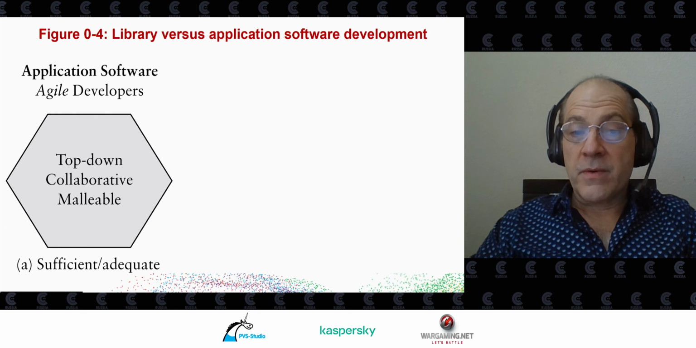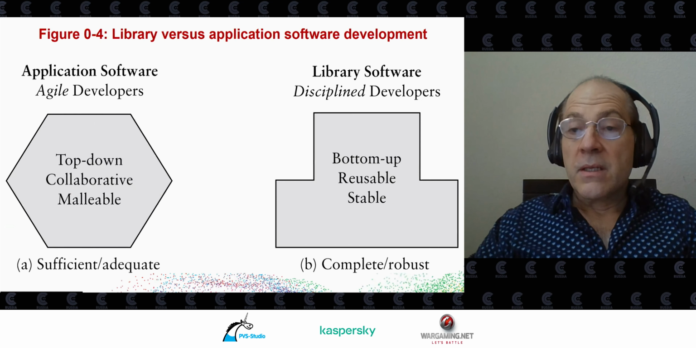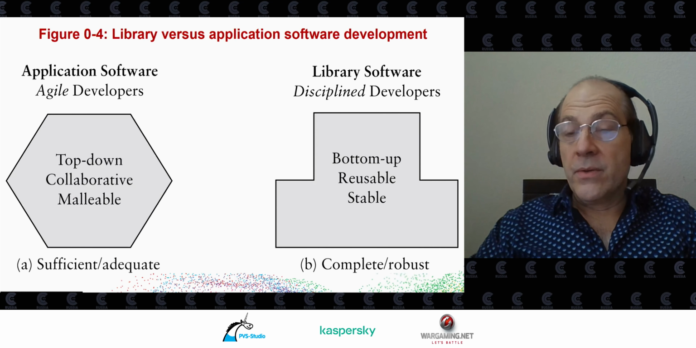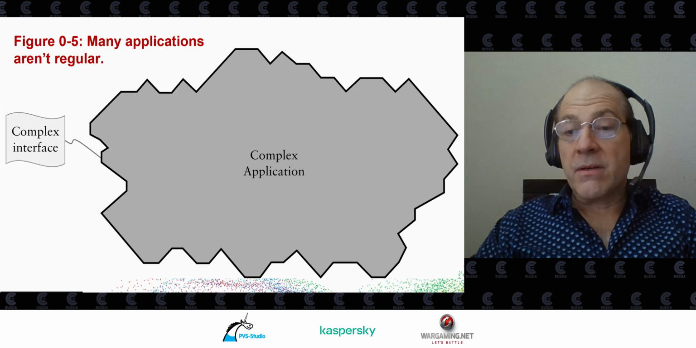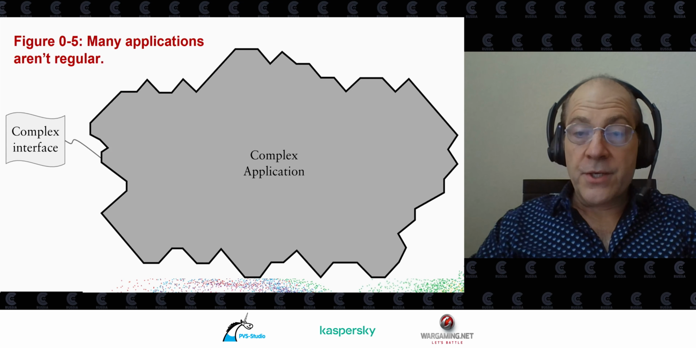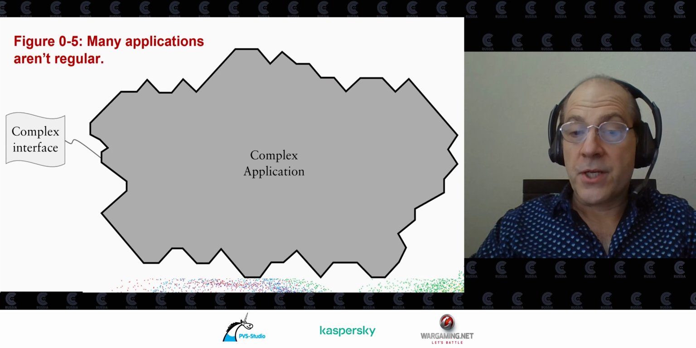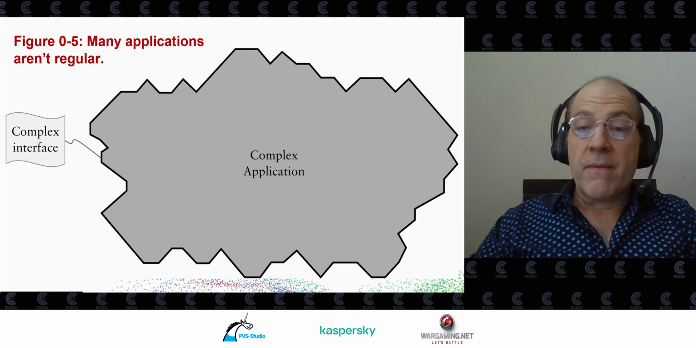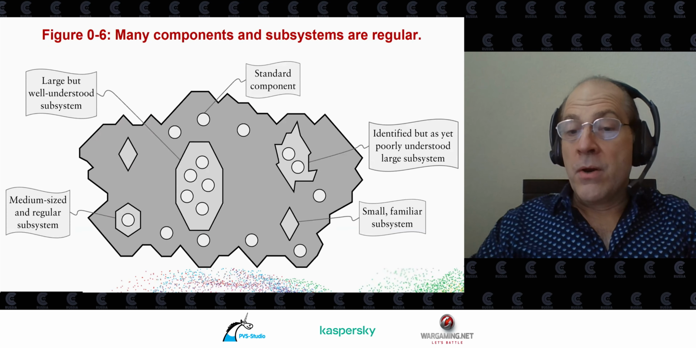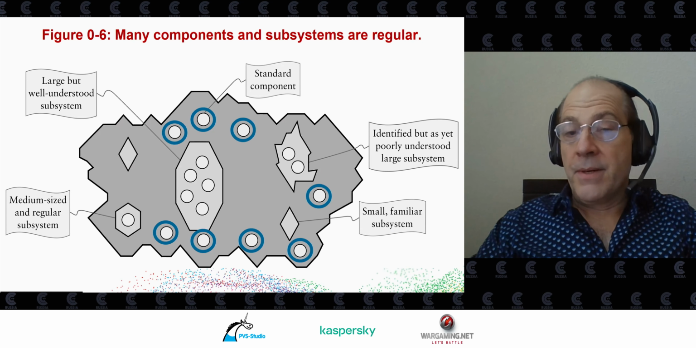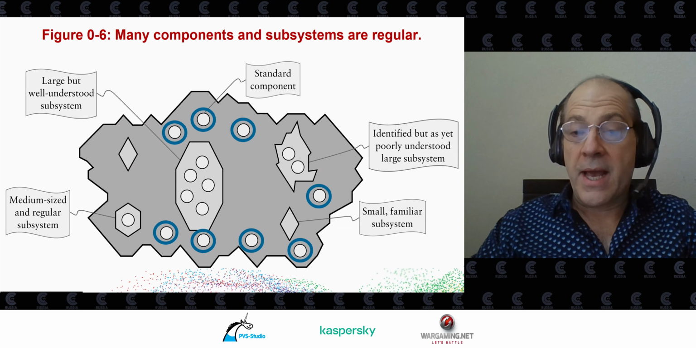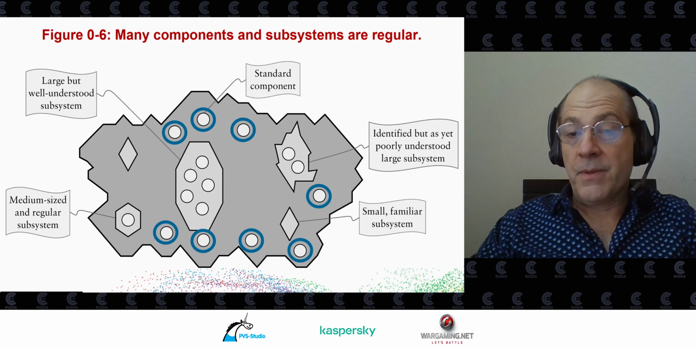So again, application software is typically top-down, collaborative, and malleable. Malleable meaning that it's easy to change. Library software is bottom-up, reusable, and most importantly, stable. If you have a complex application, it's often very hard to describe how you would spec out the whole application because it's often very unclear and business requirements are changing all the time. So there are, however, pockets within the application that are known to be useful, and we all can relate to standard components, for example. There are lots of standard components in any reasonable design because rewriting a hash map or a vector is just simply absurd.